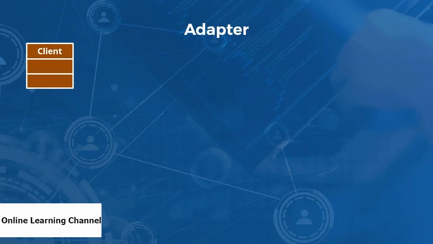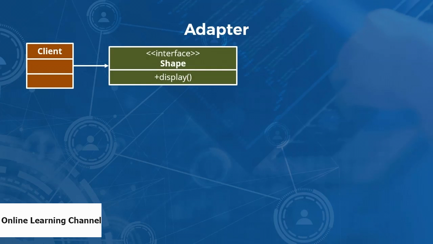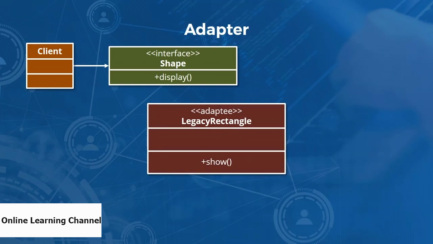Now you have a client, and this client is used to working with the shape interface. The shape interface has a display method that knows how to render and draw the shape out to screen. All of your newer shapes implement this interface and have a display method. But you have a legacy rectangle sitting around from many years ago. At that time, when the legacy rectangle code was written, this is the adaptee, by the way, there was no shape based class, which is why the shape interface did not exist. In order to draw and render this legacy rectangle, you need to use the show method. Now, if you burden your client with this information, if it's a legacy rectangle, then call show, well, that's bad design.